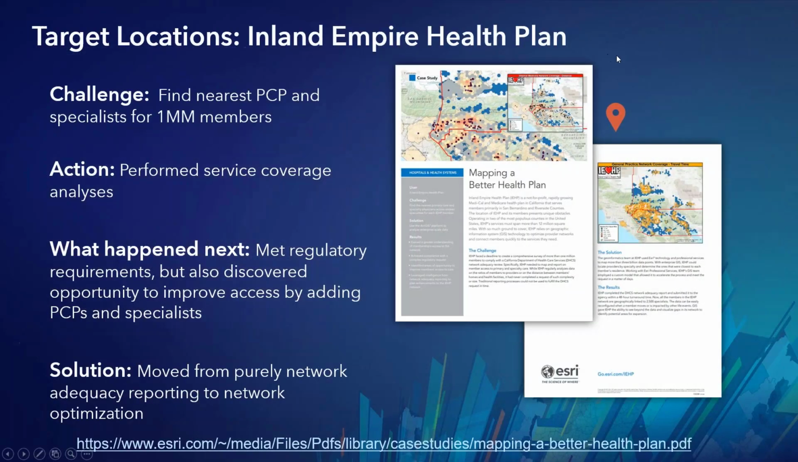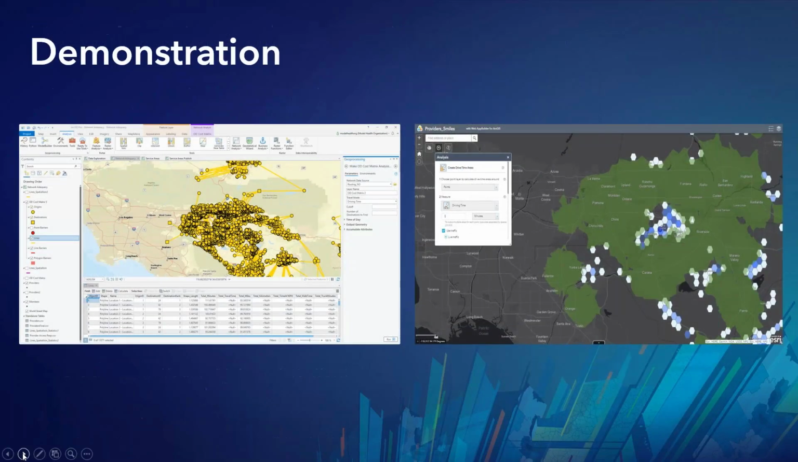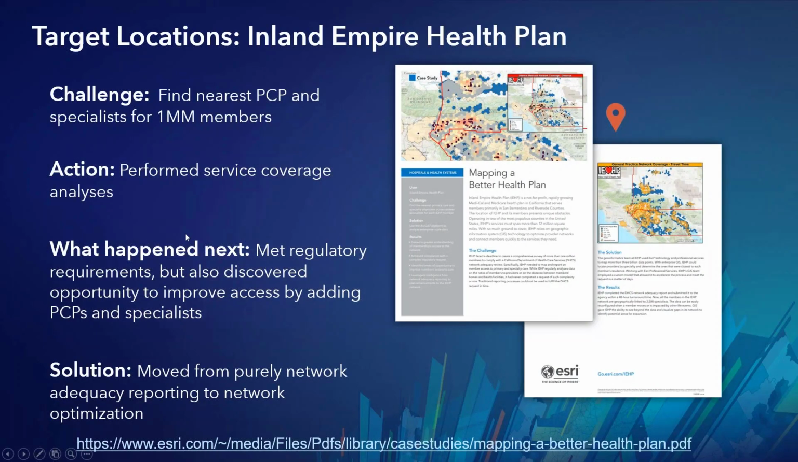So here are some different examples of how different organizations have used this. A lot of these processes were put in place based on a project that we worked on with the Inland Empire Health Plan, where they were looking at providing the closest primary care provider to over 1 million of their members. So they worked through the same process to adhere to these requirements and standards. And this is a case study that you can read more about if you want.